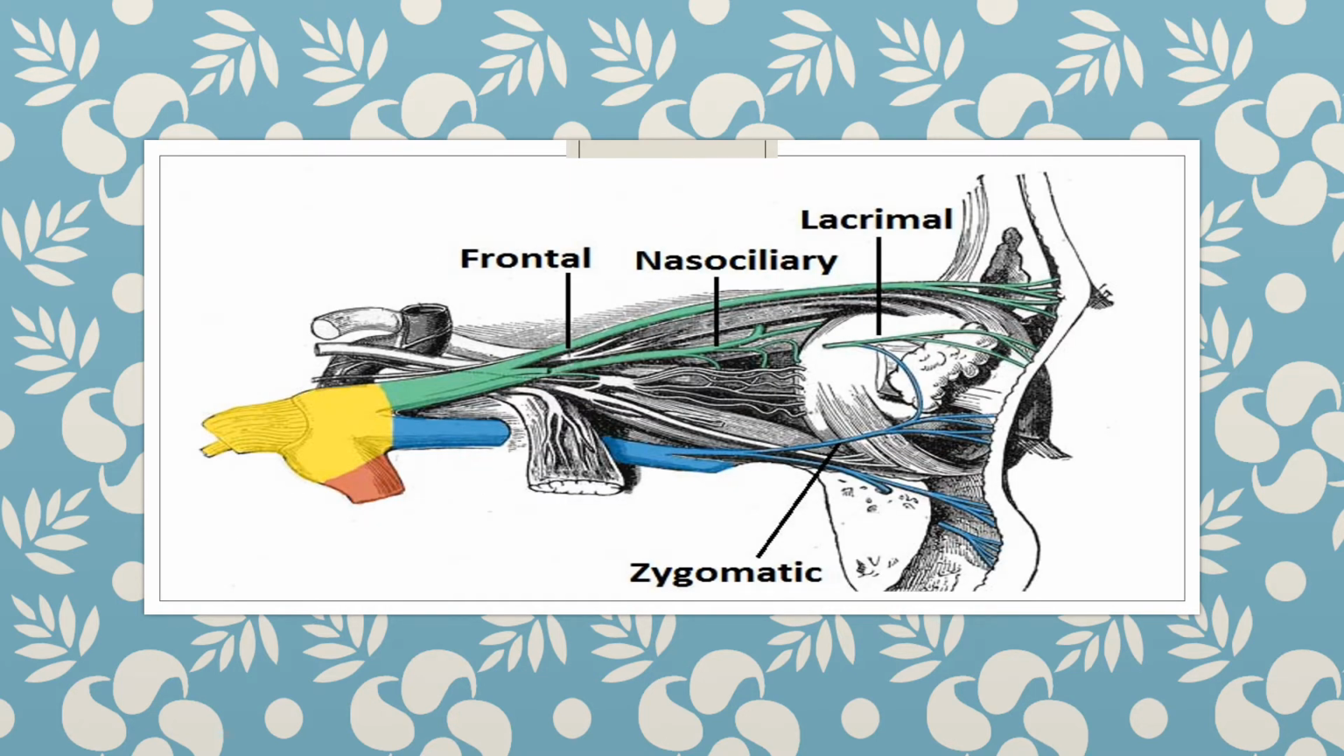Here you can see we are doing the first division of trigeminal nerve, that is ophthalmic division of trigeminal, and here in this figure it has been shown in green color. We can see there are some branches shown in this picture. Firstly, you can see the frontal nerve, then the nasociliary nerve, and the lacrimal nerve. They are all obvious on your screens.